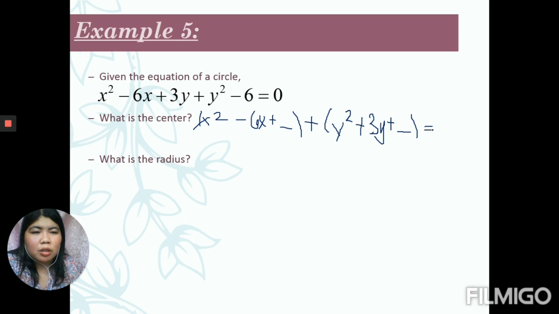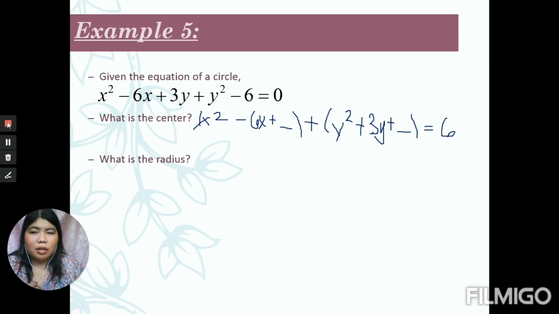Equals, lilipat yung negative 6 to the right side. Alam niyo na, pag nagtatranspose, naglilipat, yung shortcut natin, papalitan nyo yung sign. From negative, magiging positive. Kung positive, magiging negative. Siyempre, hindi yun yung tamang math concept, pero gusto natin yung shortcut. So, transpose nyo lang siya. Negative 6 magiging positive 6.